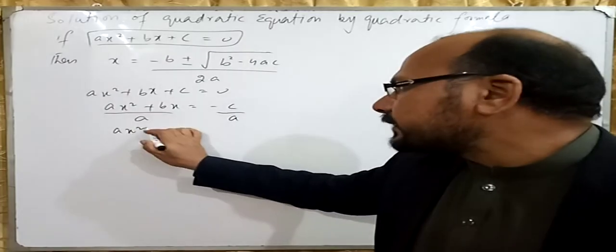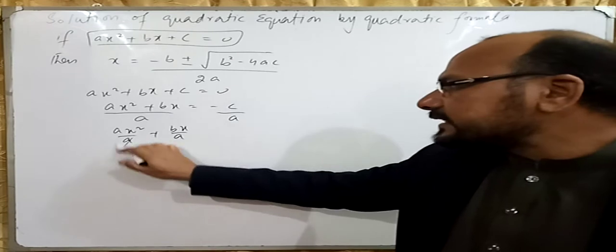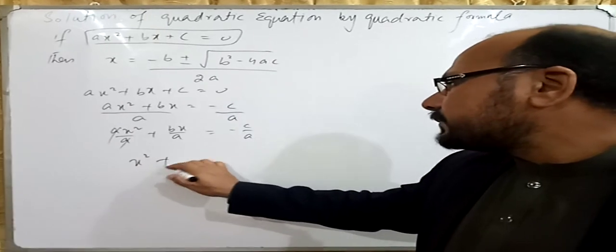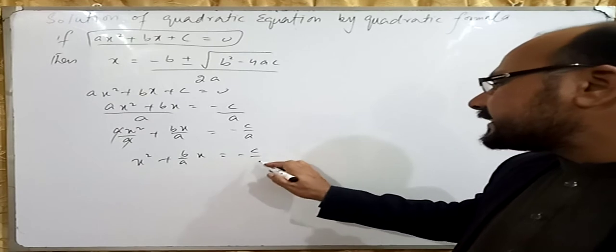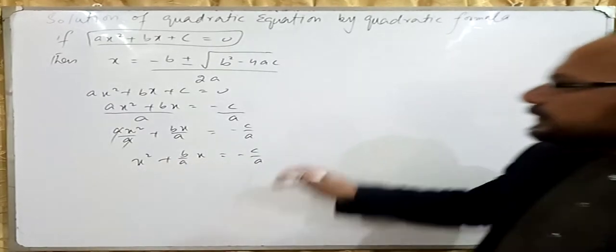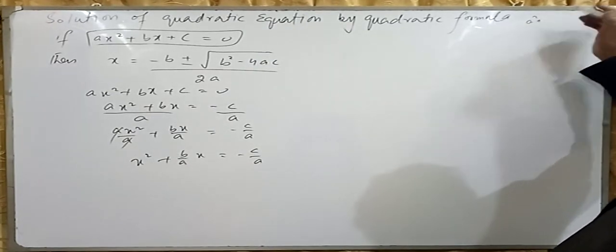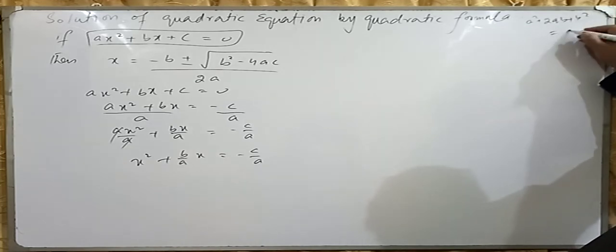Now ax square divided by a plus bx divided by a, so this a and a will cancel each other, and here minus c over a. What do we have here? X square plus b over a x is equal to minus c over a. Now we will arrange this half square according to the formula a square plus 2ab plus b square, which is equal to what? A plus b whole square.